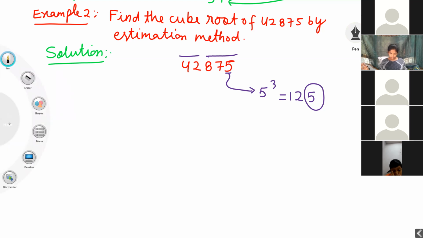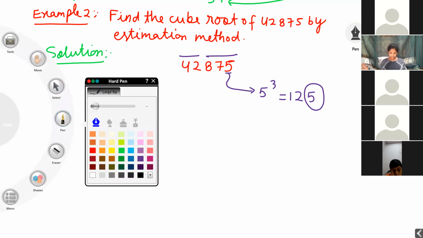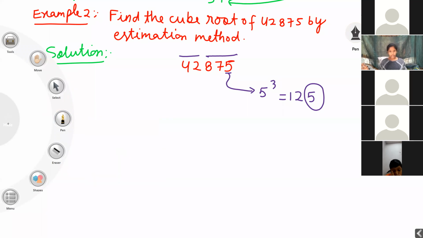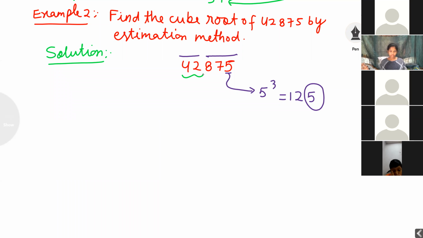Next, the second pair is 42. Now for 42, I want to take two values. One value will be less than, the second value will be greater than. Now, if I take 3 cube, 3 cube is equal to 27. Next, 4 cube is equal to 64. Now, students, you are observing the first value is less than 42. The second value is greater than 42.